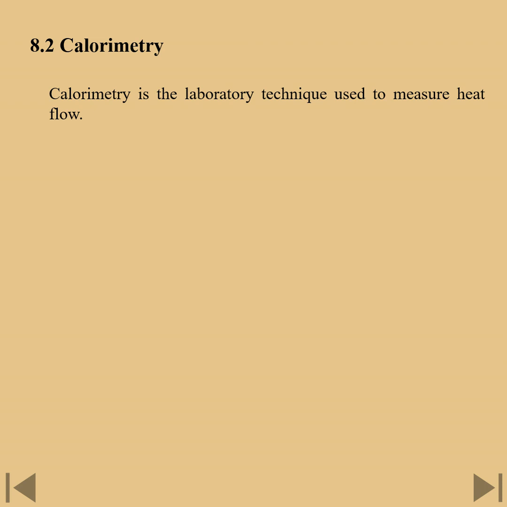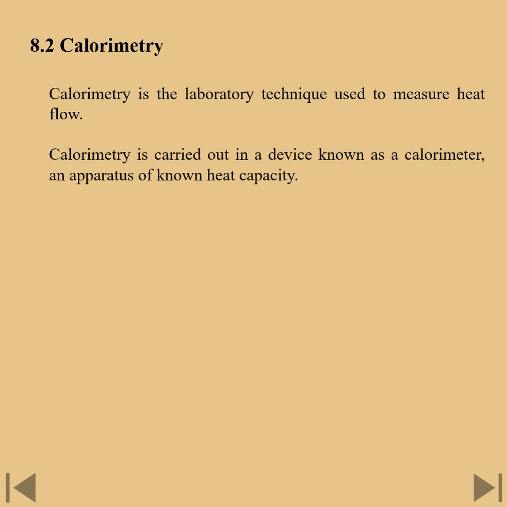Okay, on to calorimetry, and this is the laboratory technique that we use to actually measure heat flow, or the energy changes in chemical reactions. Now, we carry out these calorimetric measurements in a tool known as a calorimeter. A calorimeter comes in two different types. Both of them essentially would end up being an apparatus of a known heat capacity, so we know what that big C is.